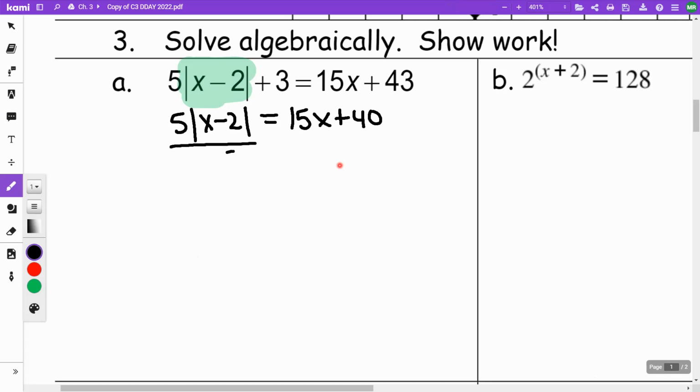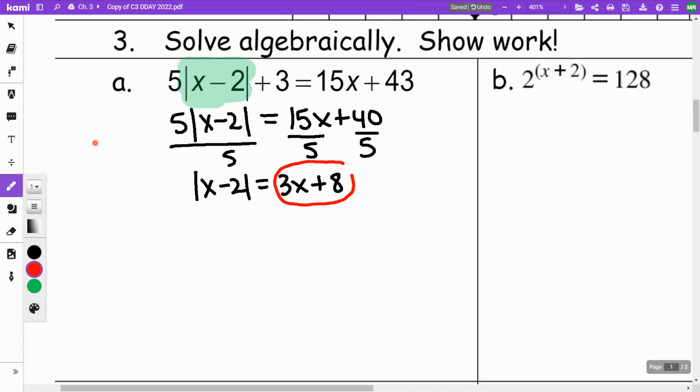Now I'm going to divide by 5. And when I do, I'm going to get the absolute value of x minus 2 is equal to 3x plus 8. At this point, I would look to where my absolute value is isolated. This cannot be negative because when you take the absolute value of something, you always get either 0 or a positive. So at the end, when I get my answers, I'm going to need to check them here.